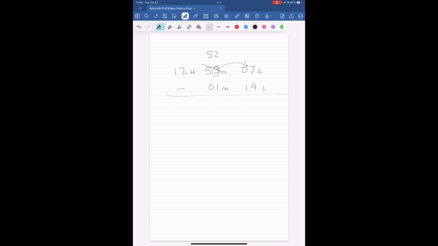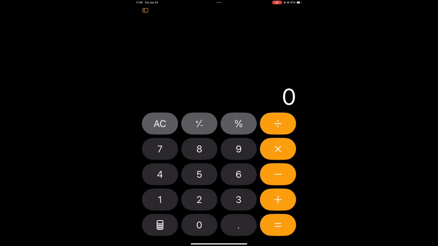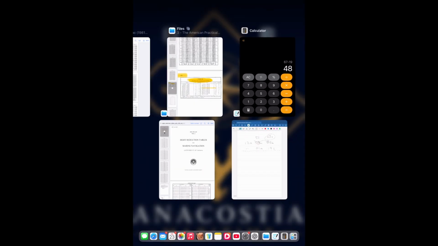And that 60 seconds is going to be added to the 7 seconds. So it's going to be 67 seconds now. Now this number is larger and we can subtract the smaller number. All right, 67 seconds minus 19. 67 minus 19, 48 seconds.